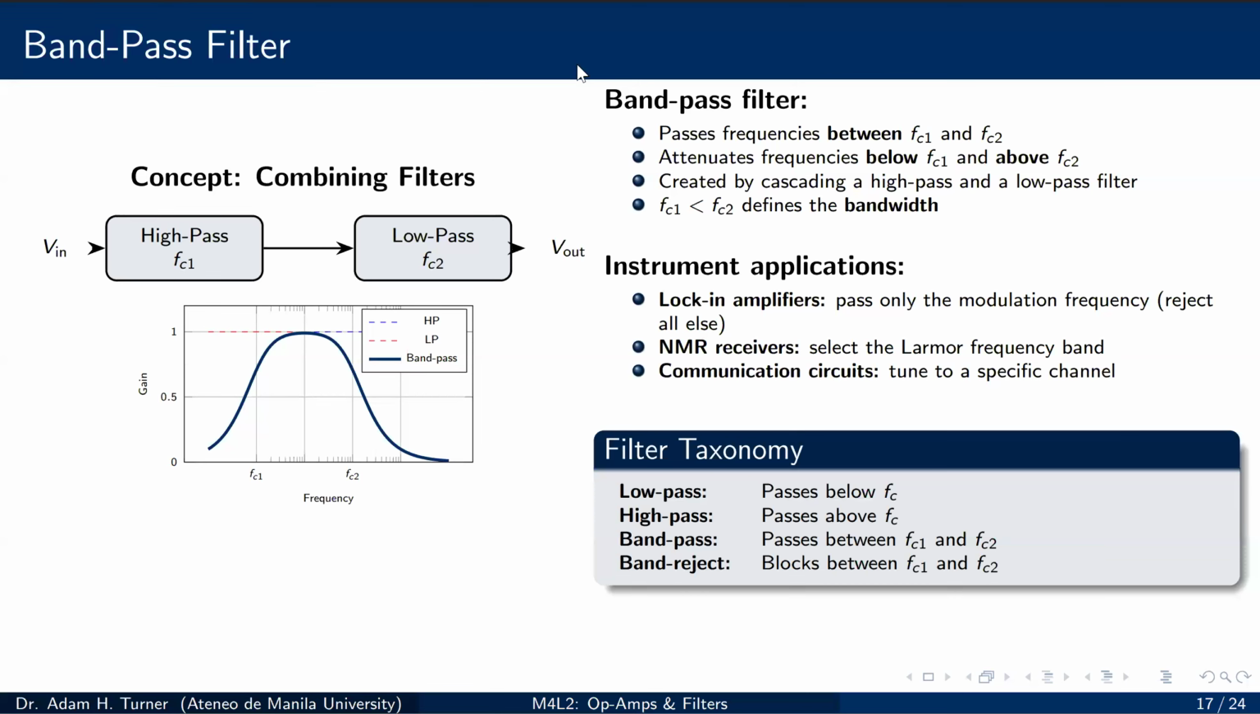The most important instrument application is the lock-in amplifier, which we'll discuss in probably lecture 4. It modulates the source signal at a known frequency and uses a very narrow band pass filter to extract only that frequency, rejecting all the other noise. It's incredibly powerful for pulling signals out of extreme noise. The taxonomy at the bottom right summarizes all 4 filter types: low pass, high pass, band pass, and band reject. You should be able to describe what each one of these does.